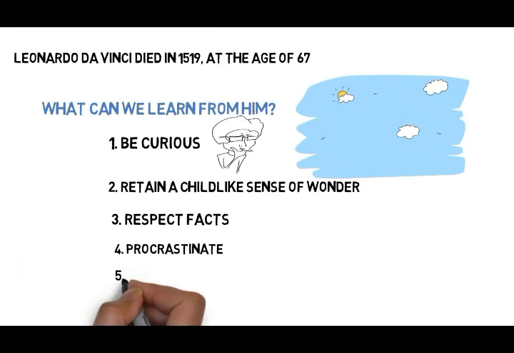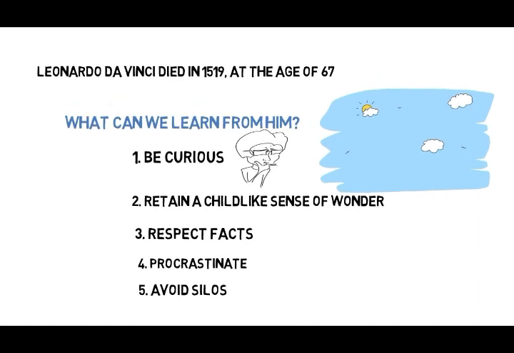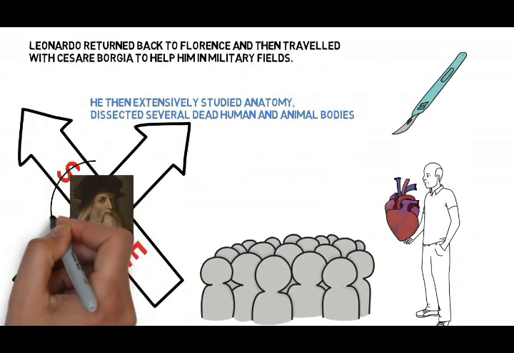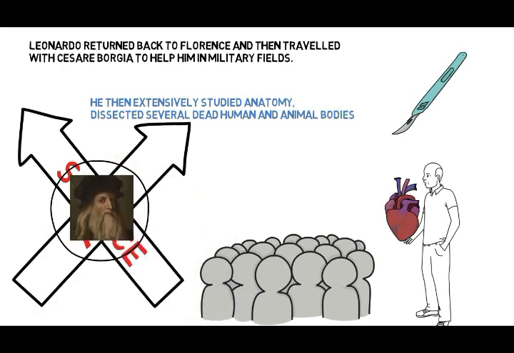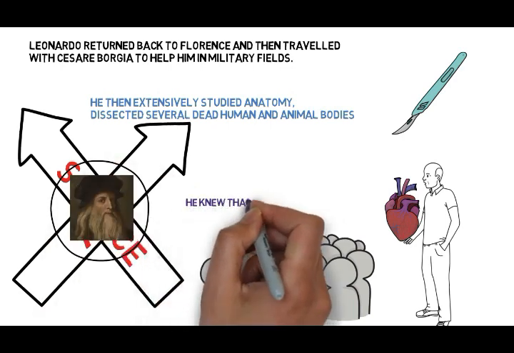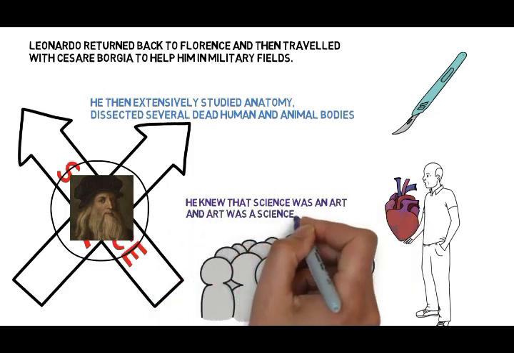Number 5. Avoid silos. Leonardo pursued the study of science with as much attention and interest as the study of art, and due to this, he could do amazing paintings with the help of the study of optics and anatomy. He knew that science was an art, and that art was a science. You should try to blur the distinction between science and art.